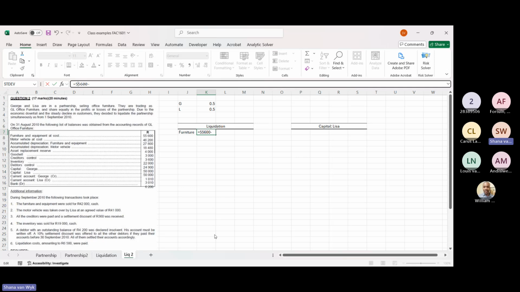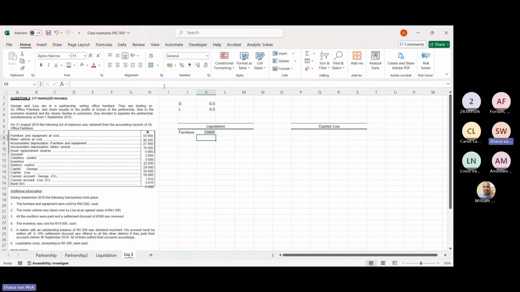Maybe I should rather split it. I'm not sure how you guys do your liquidation, but yes, do it like that, not opposite sides. It's confusing. If you make a mistake, you're going to lose marks in the exam. Yeah, that's the thing. I'm going to quickly check something.